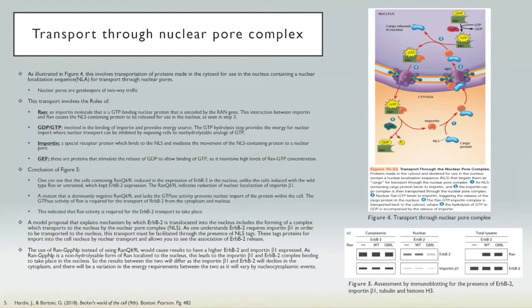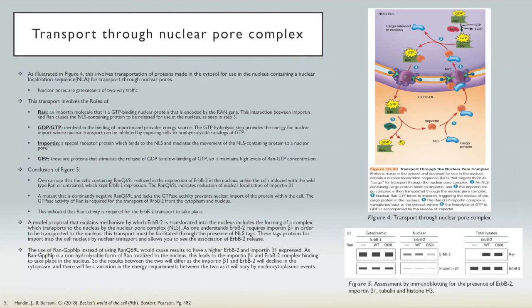Now in figure 5, it's the assessment by immunoblotting for the presence of ErbB-2, importin B1 or beta 1, tubulin, and histone H3. One can see that the cells containing Ran Q69L reduce the expression of ErbB-2 in the nucleus, unlike the cells induced with the wild type Ran or untreated cells, which kept ErbB-2 expression. The Ran Q69L indicates the reduction of nuclear localization of importin B1.